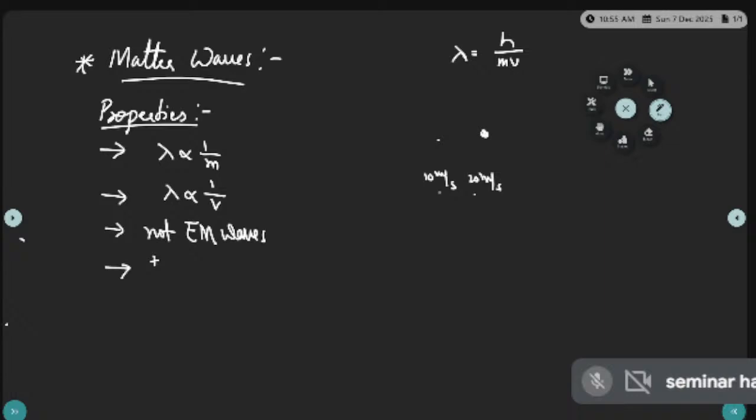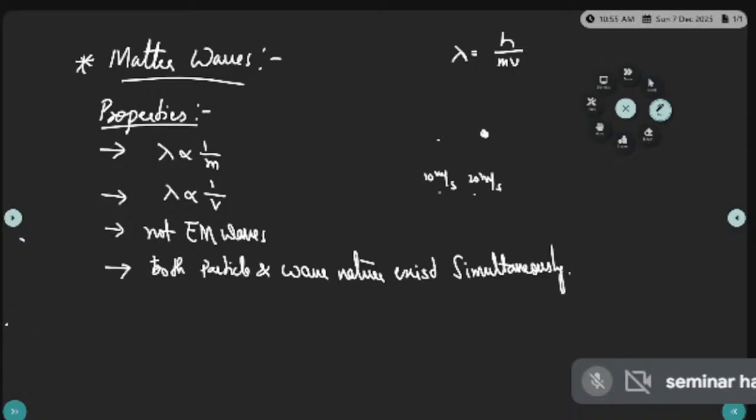That means both particle nature and wave nature exist simultaneously. Is it possible? Not possible. Either you see particle nature or wave nature. If you see particle, wave nature is not possible. If you see wave, particle is not possible. Okay? So no single phenomenon will exhibit both particle nature and wave nature simultaneously.